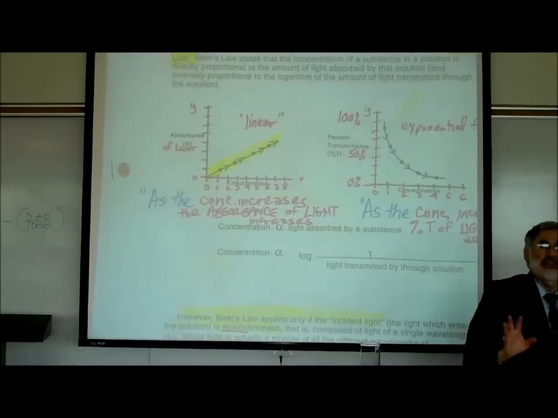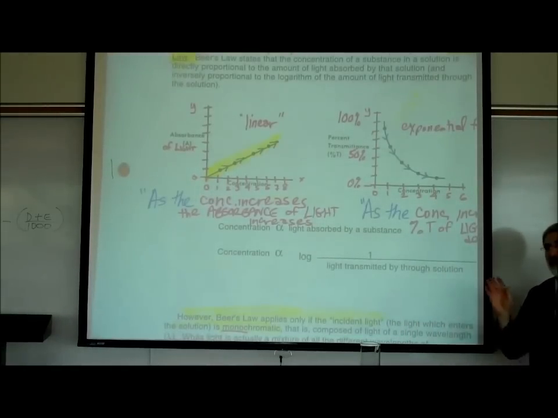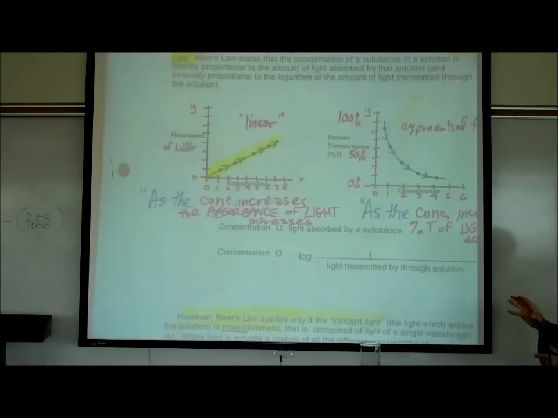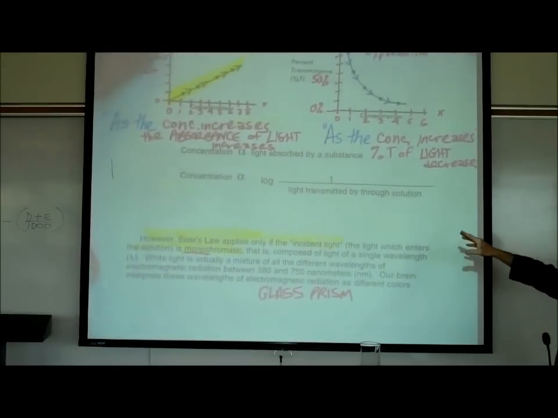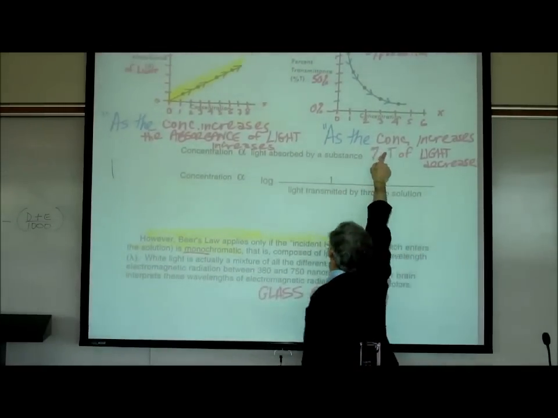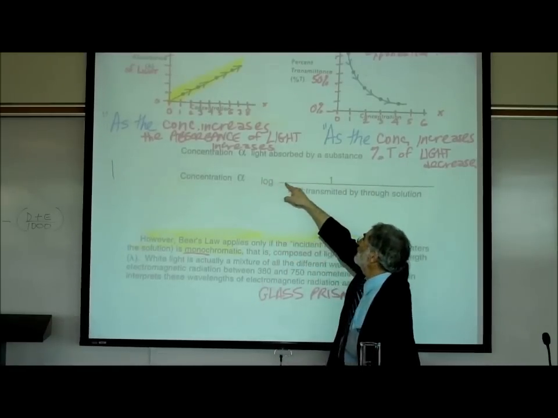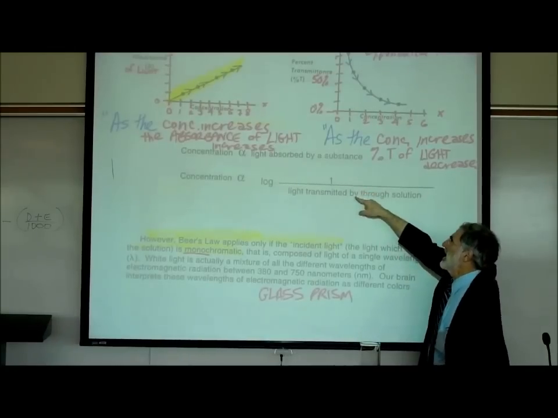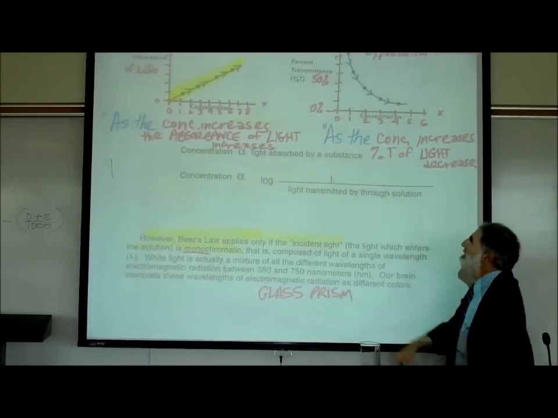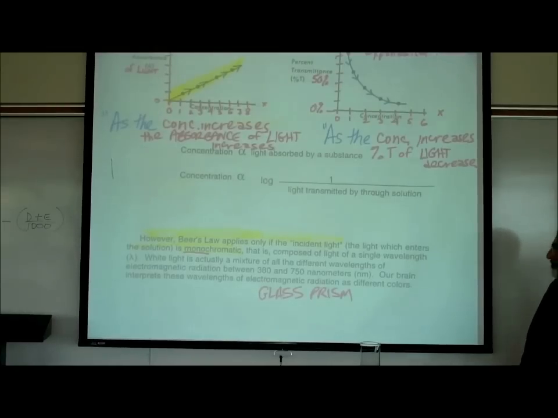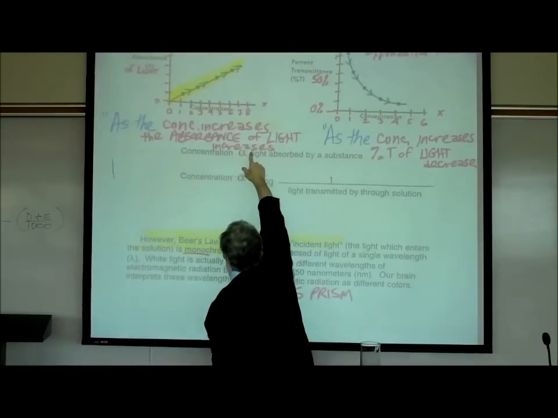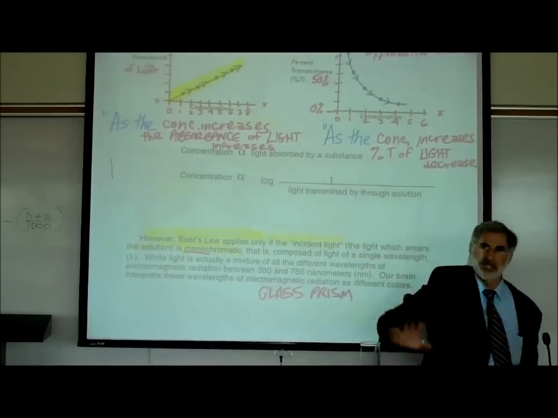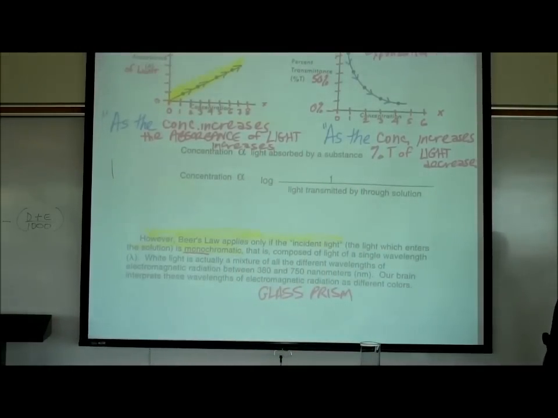So with a linear or straight line relationship, it becomes very simple math. It's not an exponential function. It does not require the use of logarithms. So what I just described here, in the first case, the concentration is inversely proportional to the logarithm of 1 over the light transmittance transmitted through a solution. We don't like that. We prefer to say that the concentration is directly proportional to light absorbed. All right, so that's the preferred way.